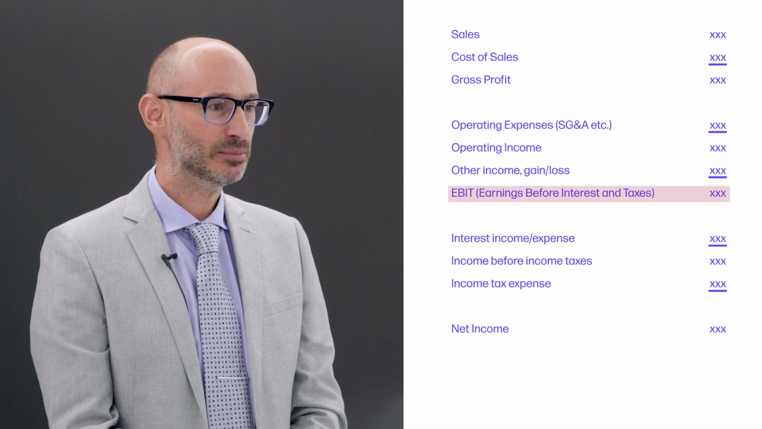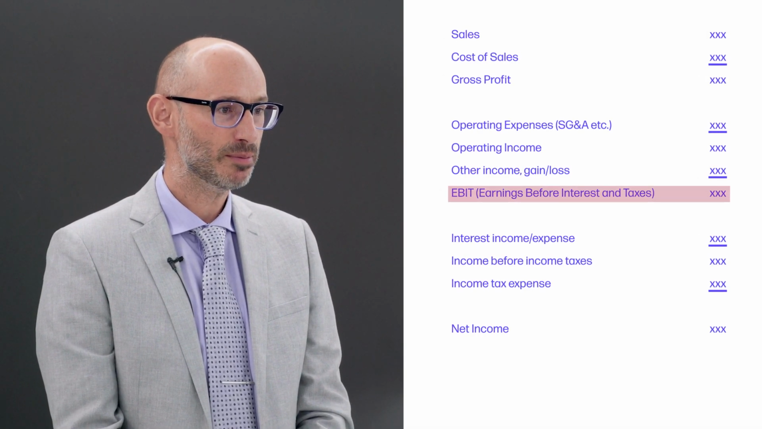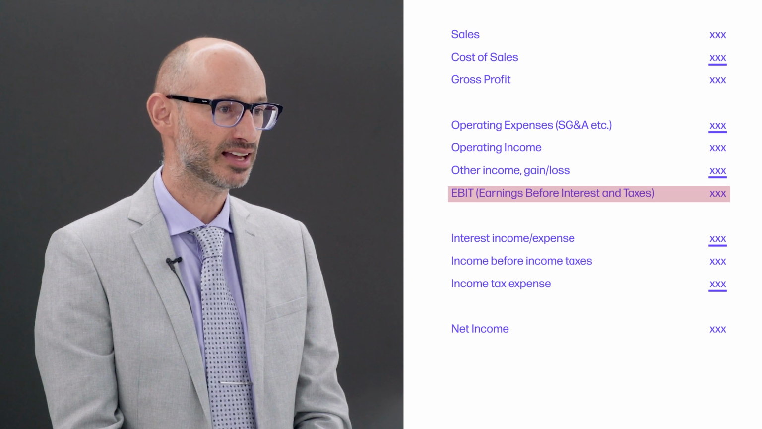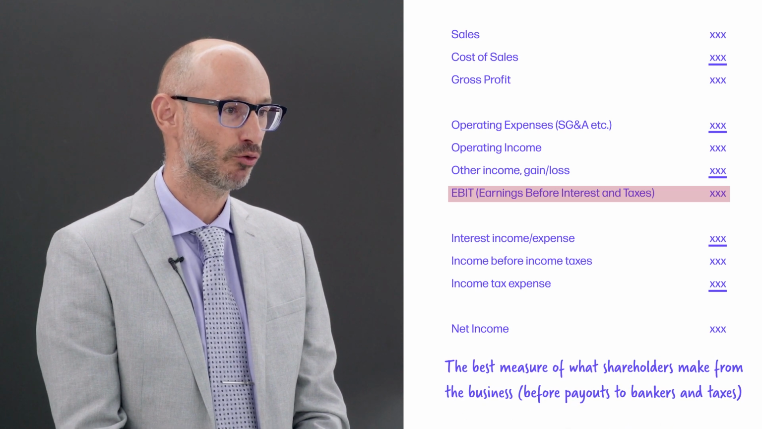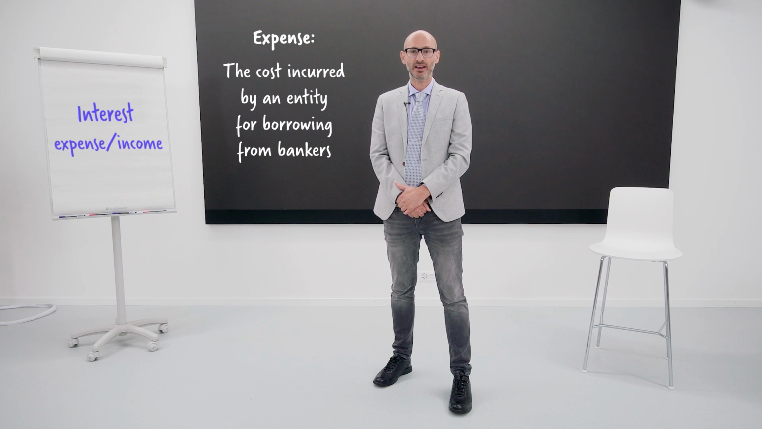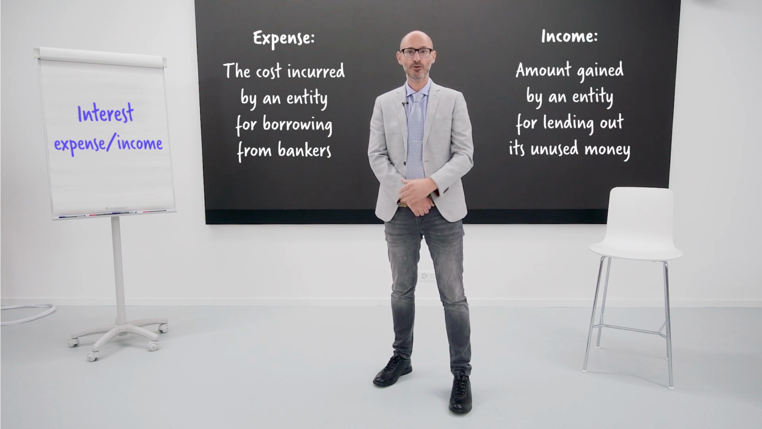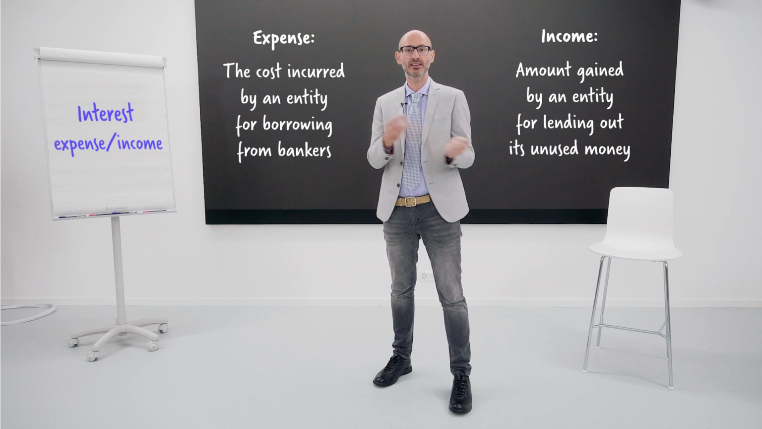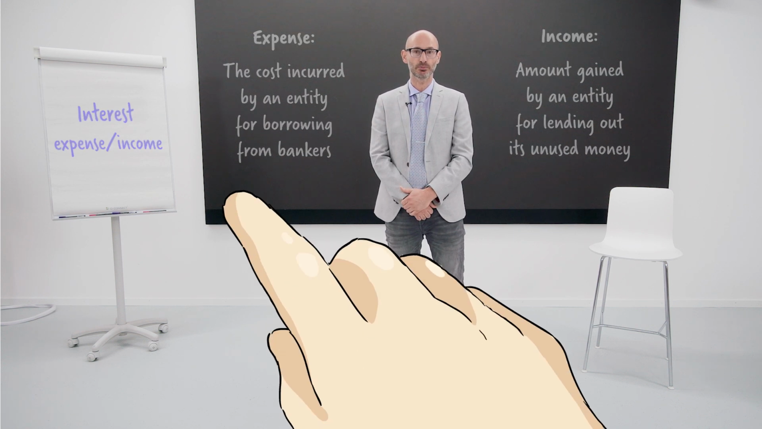The next line item is EBIT, which is what we make before we pay the bankers and the tax person. This is the best measure of what shareholders make from the business before payouts to bankers and taxes. Next is interest expense, which is the cost incurred by an entity for borrowing from bankers. Obviously, borrowing money is not for free, and the amount incurred is an expense. Conversely, if you have a lot of unused cash, you can lend it out, and the interest you charge will lead to interest income for you.